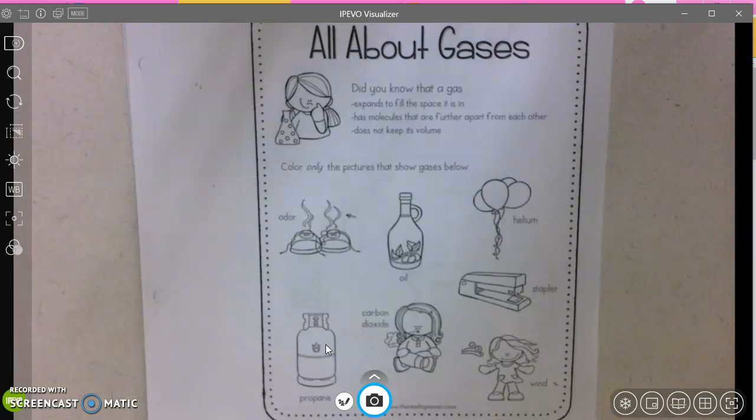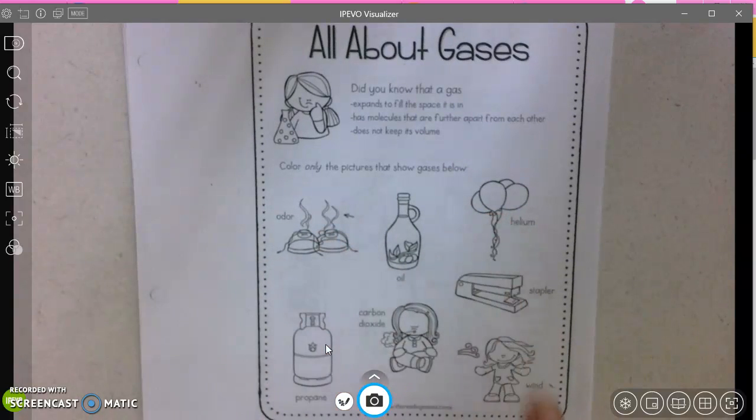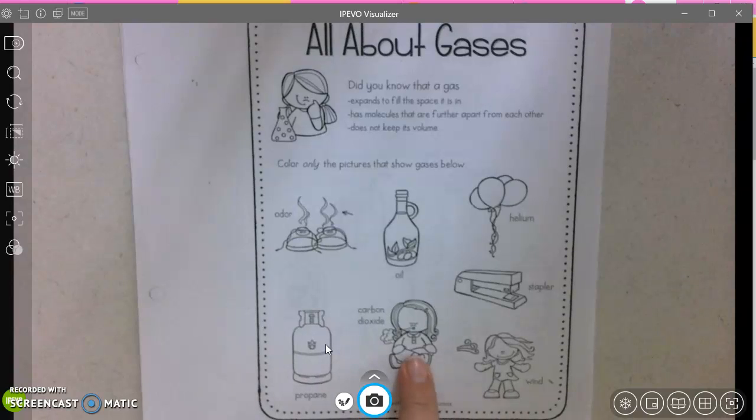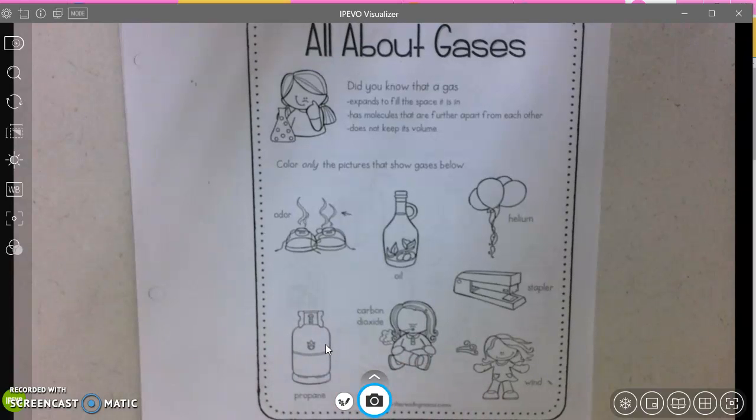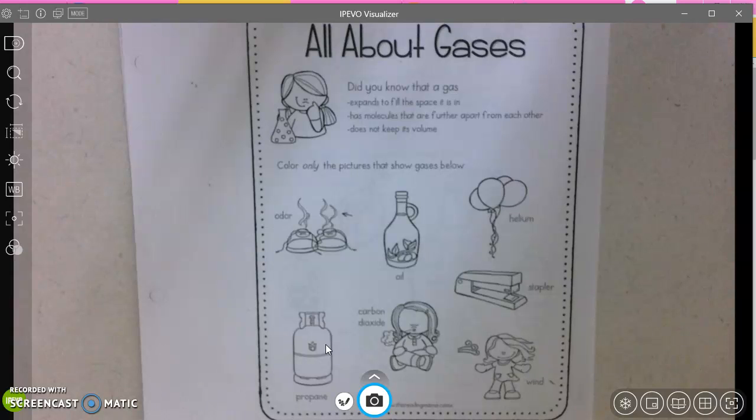All right. The ones that are gases are odors, helium, winds, carbon dioxide, and propane. All of these things are gases. None of them we can see, but we can feel them all, and we do know that they are there. An oil is a liquid, and then a stapler is a solid.